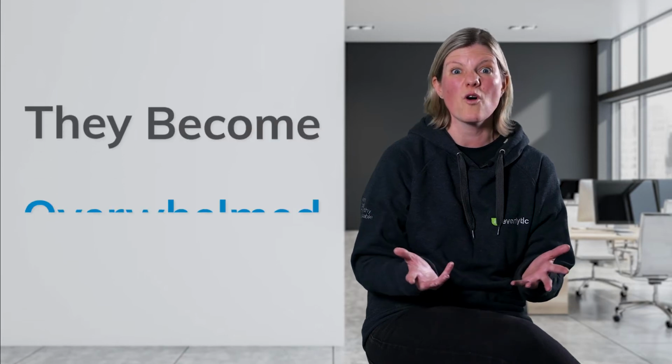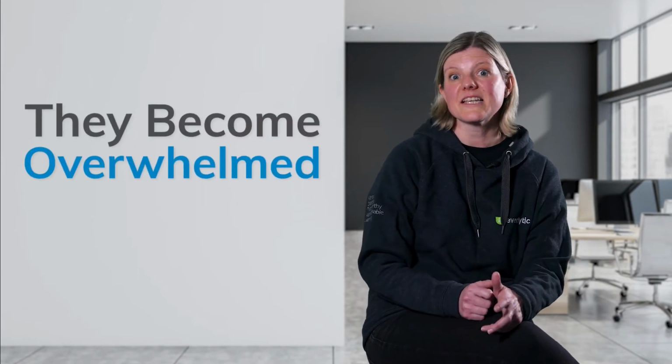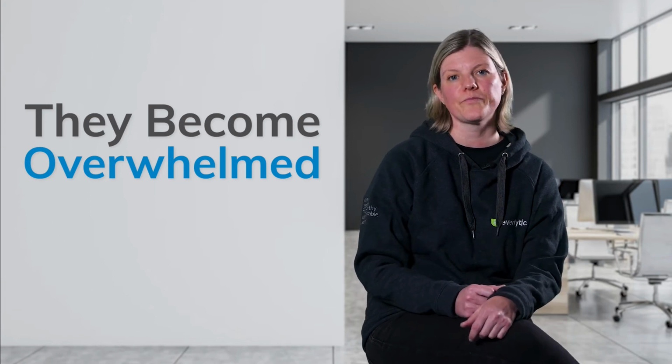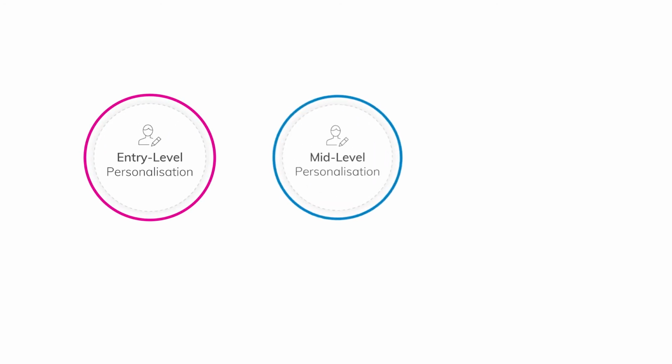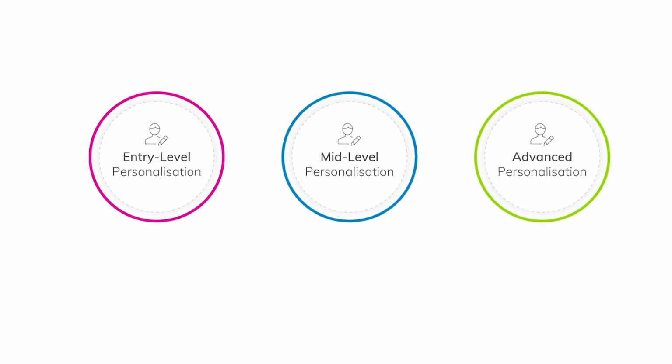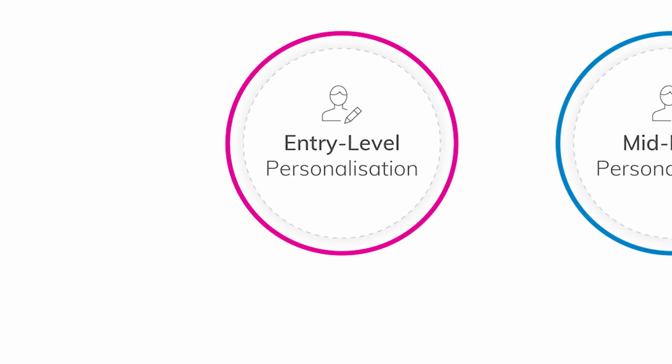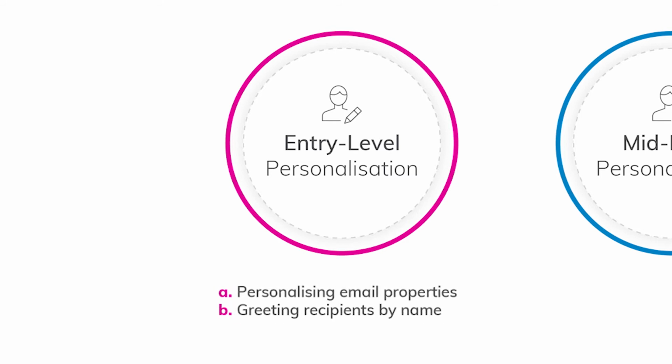One of the common mistakes marketers make when personalizing their messages is that they become overwhelmed. Message personalization is a big subject after all. The best way to avoid this is to break your strategy into smaller, achievable chunks. For example, if you're just getting started with personalization, try personalizing your email properties, greeting recipients by name, and personalizing some of the content in your messages.